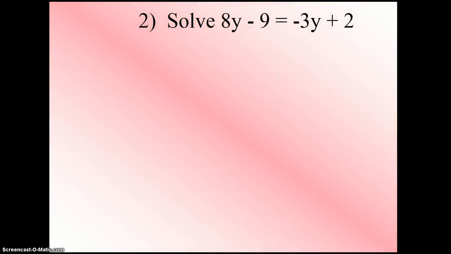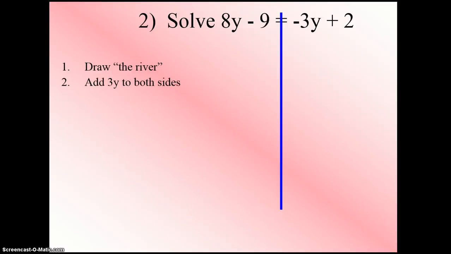Let's look at another example. Let's solve 8y minus 9 equals negative 3y plus 2. Again, you'll notice I have a y here and a y here. I've got to get them together. I've got to move the smallest y. The smallest y is going to be the negative one. Anytime you have a negative and a positive y, the smallest y will always be the negative one. So the first thing I want to do is draw the river. Sorry. Get these y's together.